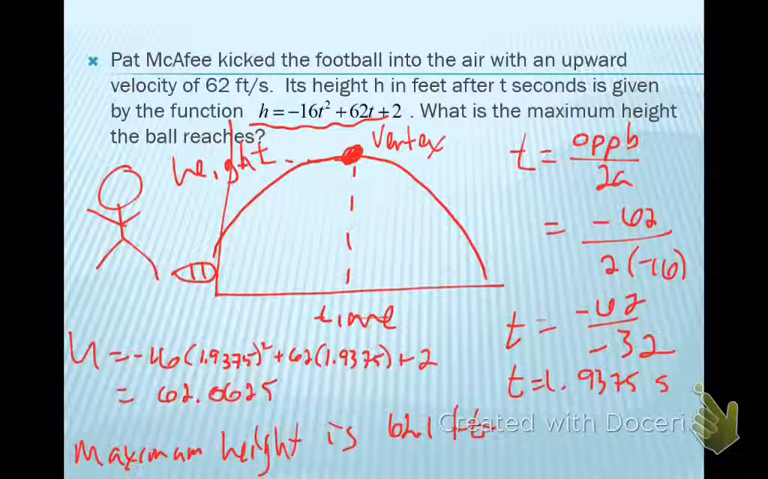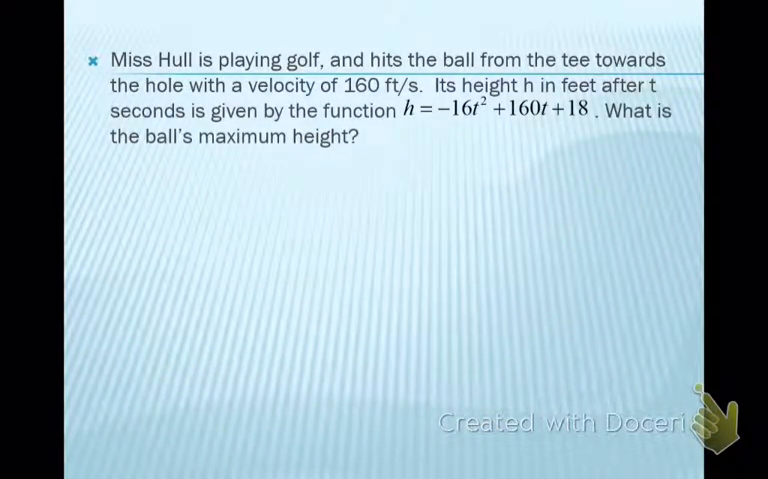All right? So try this, right? Miss Hole is playing golf and hits the ball from the tee towards the hole with a velocity of 160 feet per second. Its height, h in feet, after t seconds is given by this function. What is the ball's maximum height? Okay? Actually, I think your notes say Mrs. Coyne. Change teachers on you. That's okay.